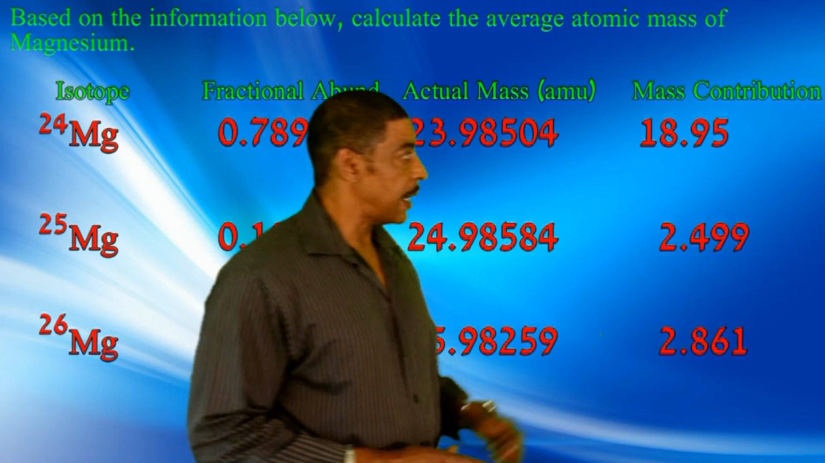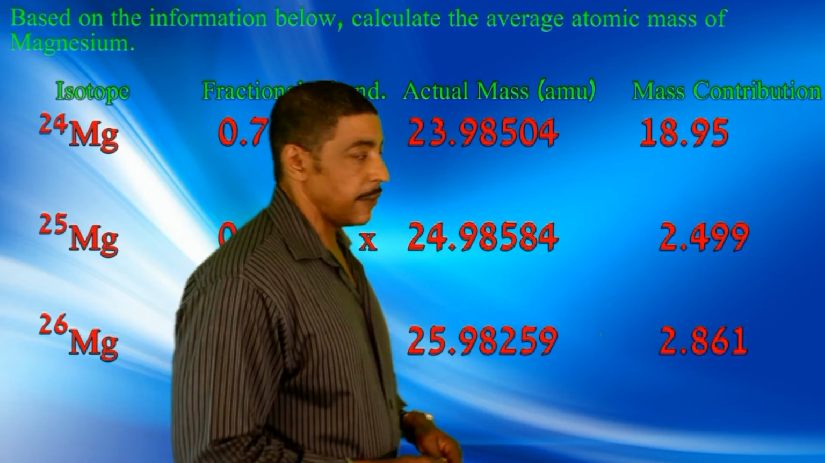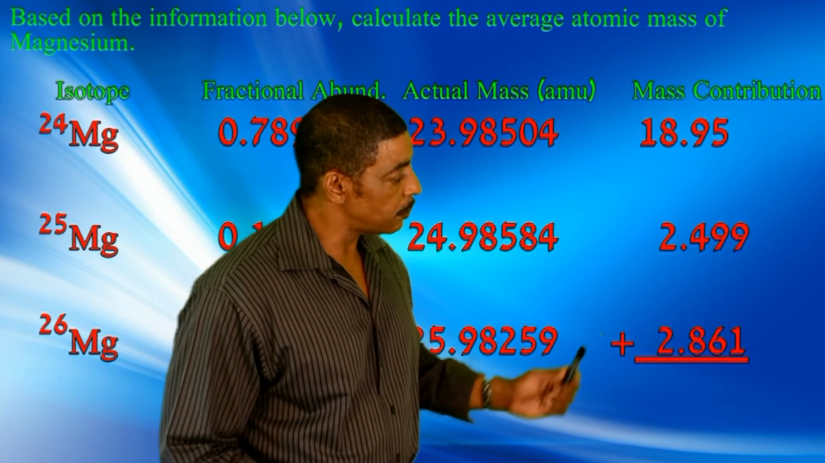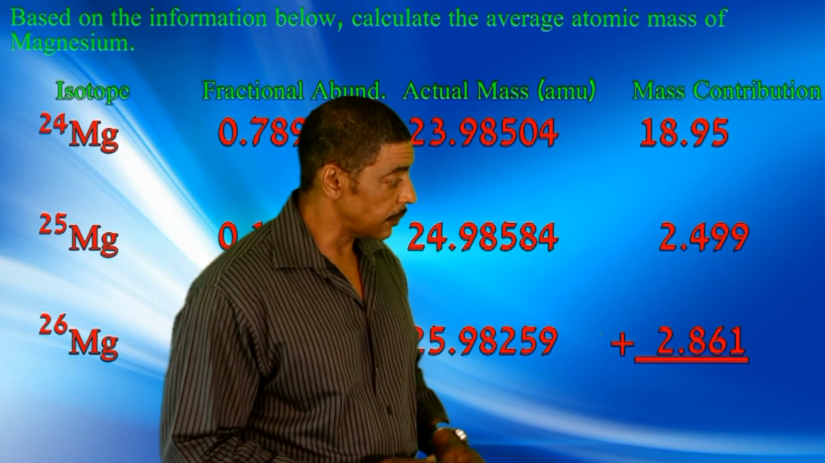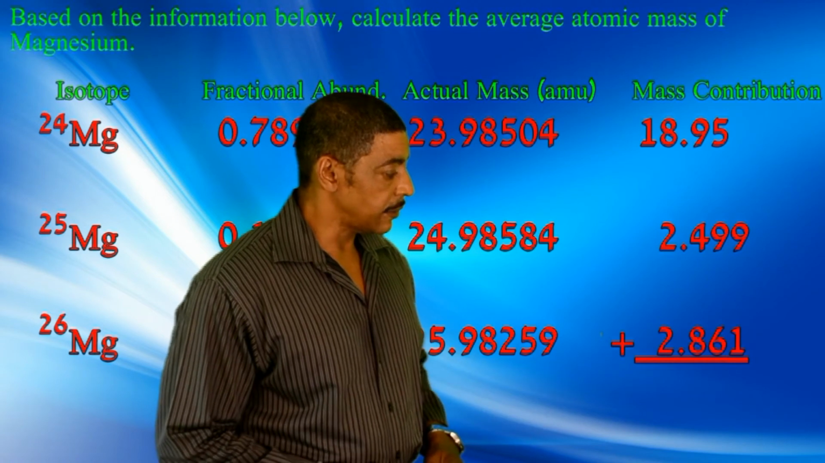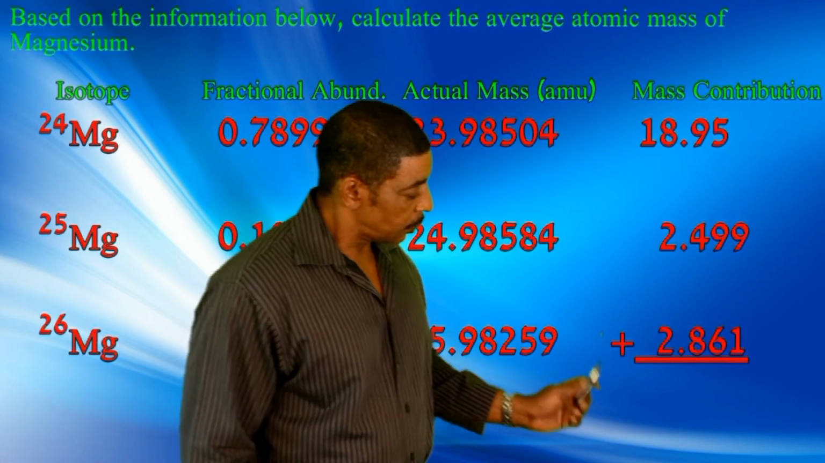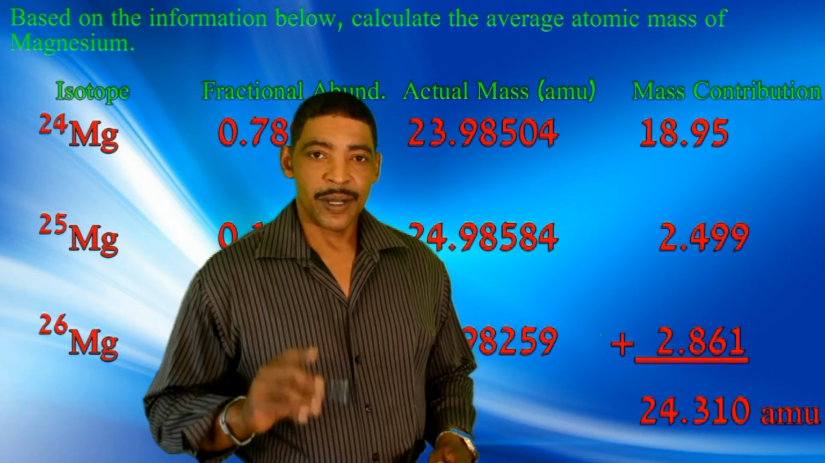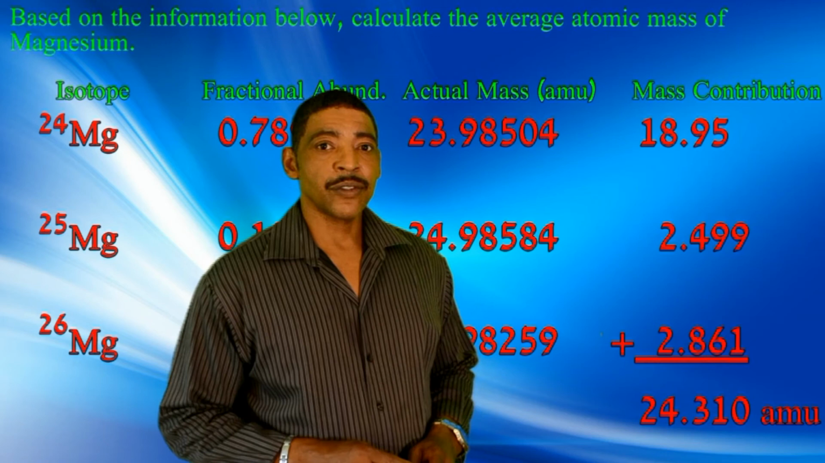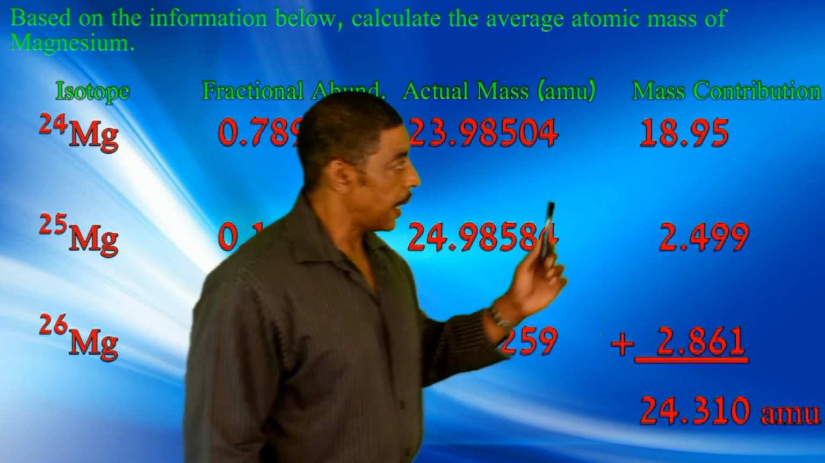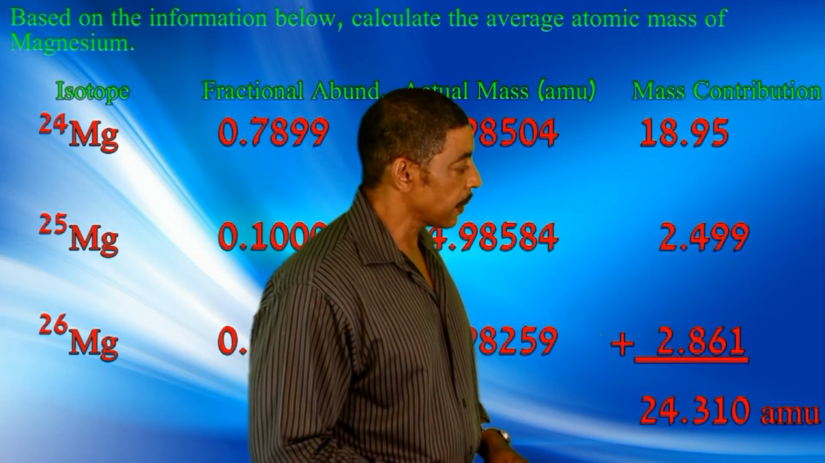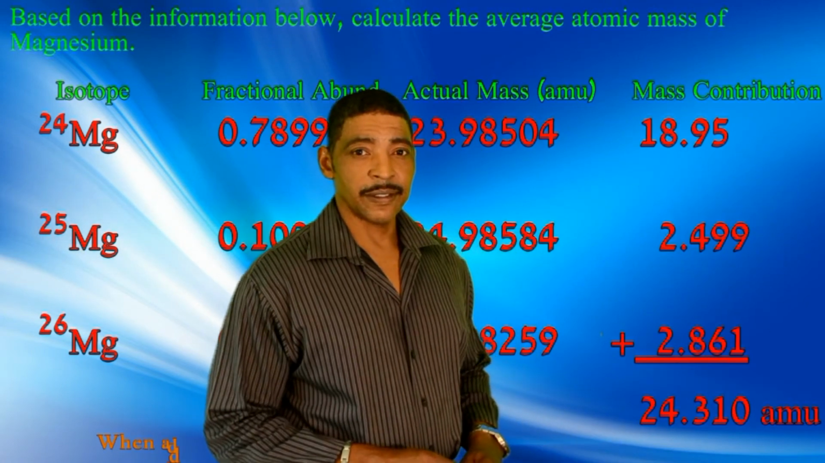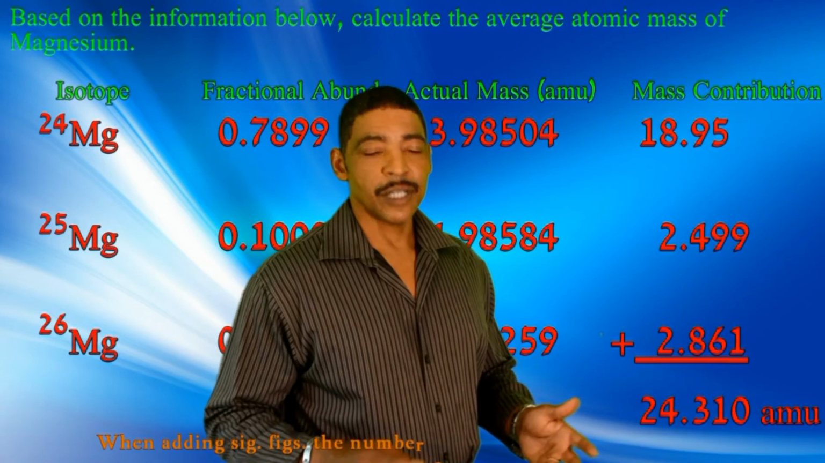Now we simply add the mass contribution of each isotope. 18.95 plus 2.499 plus 2.861 will equal 24.310. However, according to the rules of significant figures, when adding measurements or values, the answer may not exceed the number of decimal places of the measurement with the fewest number.